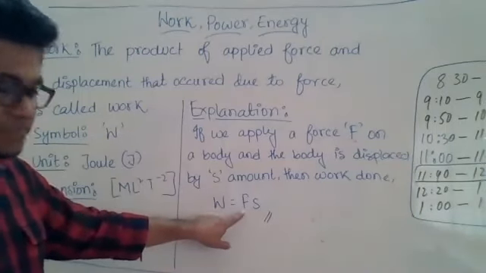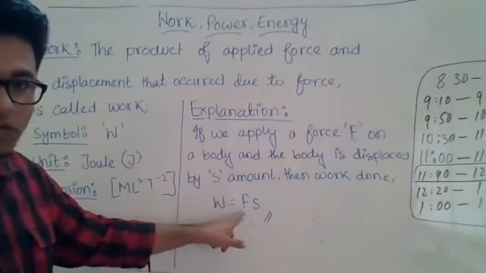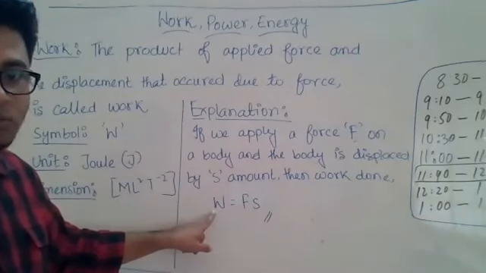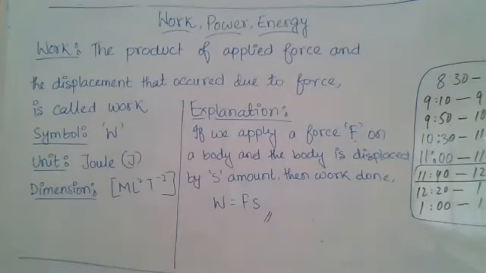Now let us say I apply some force, but the displacement is 0. So F into 0 will give me a work of 0, right? So I cannot claim that I did some work. There must be some force applied and there must be some displacement as a result of the force applied. Clear this one? Then according to physics, you can say that you have done some work. If you have any doubt in this part, you can let me know. I can explain.